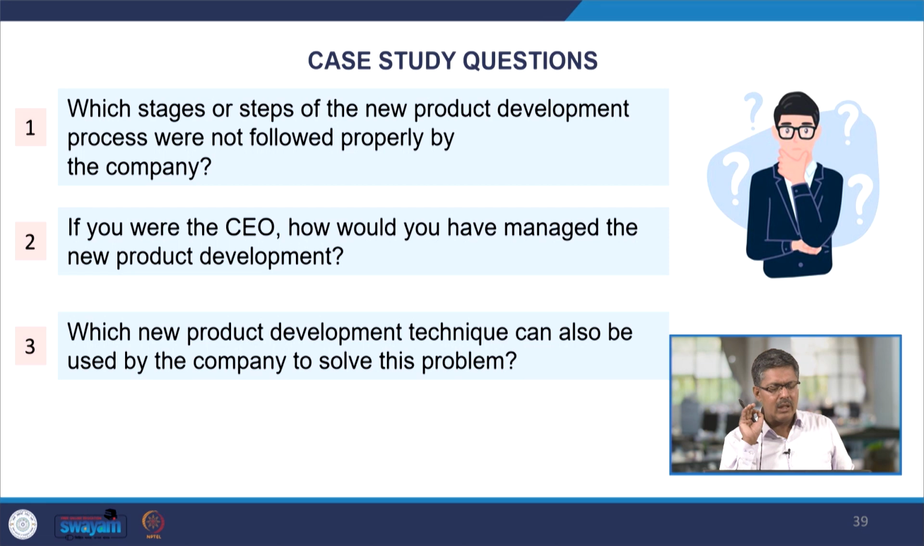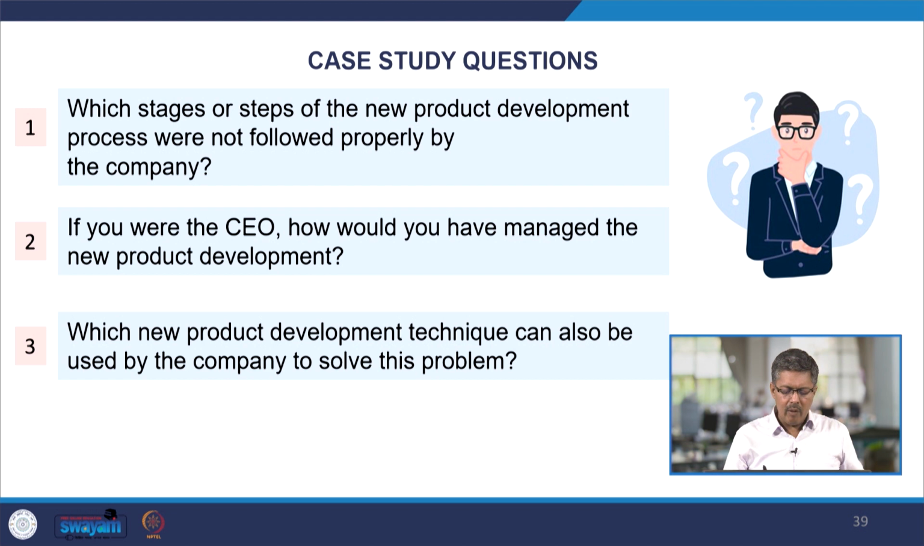So, the first question of the case is, which stages or steps of the new product development process were not followed properly by the company? Or do you feel there was an issue with the new product development process, because it is a new product and they had to do some additional steps? Do you feel there was some problem with that? If you were the CEO, how would you have managed the new product development?